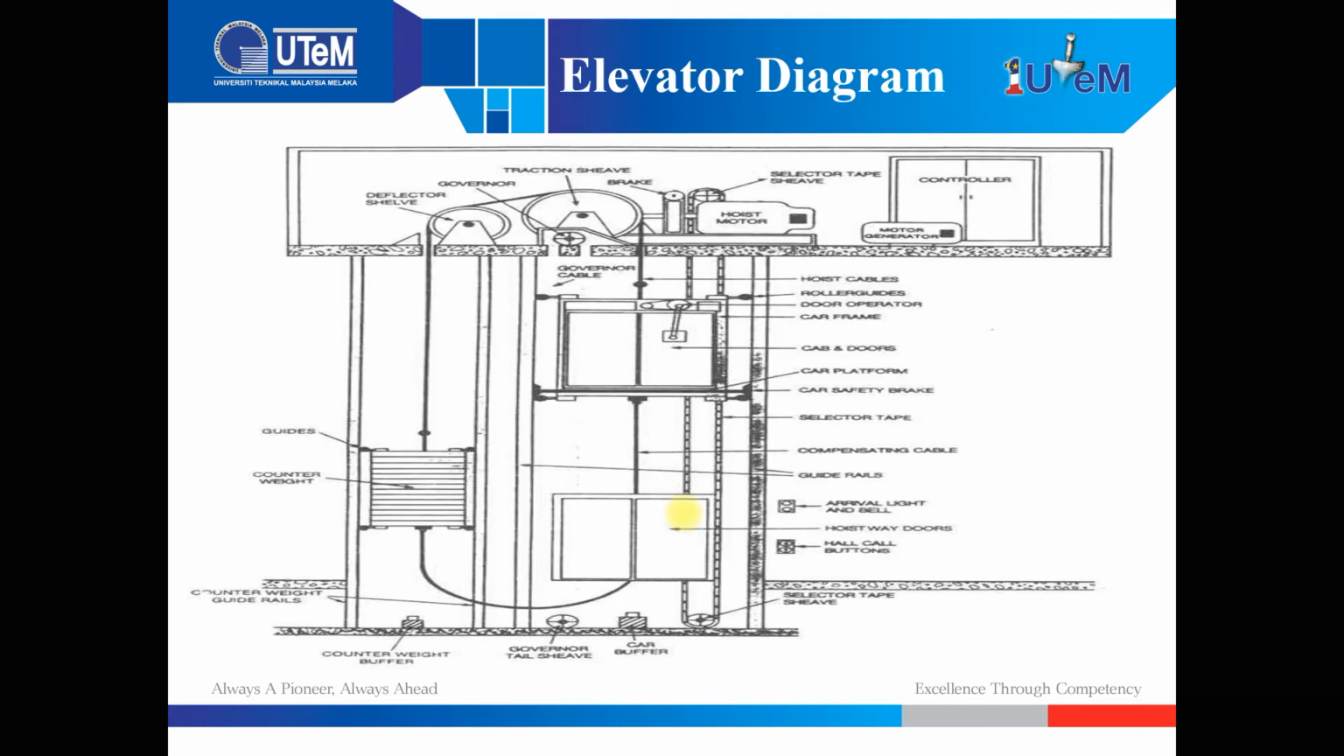Okay, so this one is the elevator diagram. I think this one is the traction type. So this one has the counterweight. This one is the hoistway doors. At every floor there is a hoistway door. What moves is the cab. Inside the cab there is one layer of door, and at the hoistway there is also one layer of door. At the top is the control room. So as mentioned earlier, for the traction type the control room is located at the top.